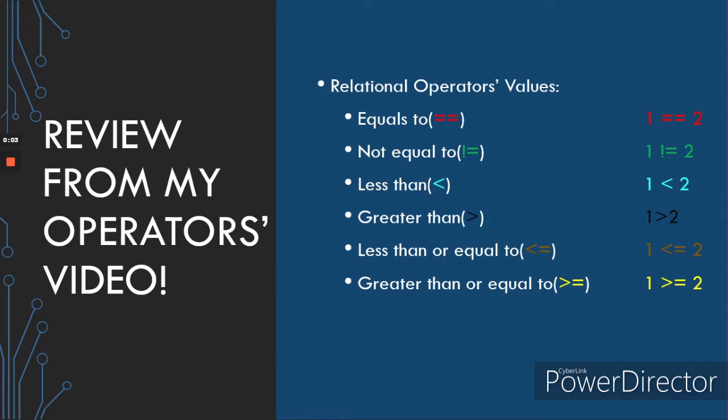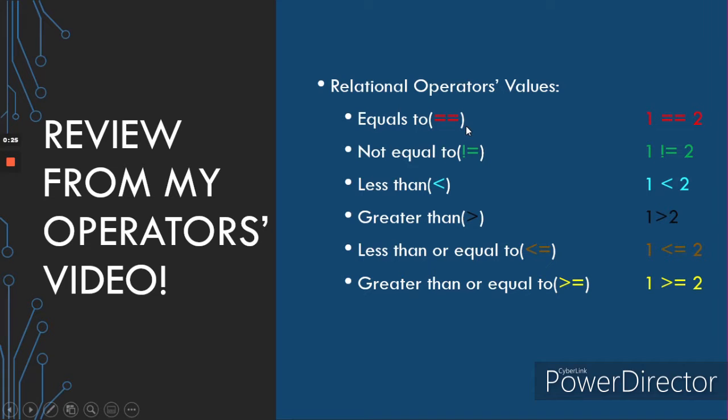There are a total of 7 relational operators. The first one is equals to, then not equal to, less than, greater than, less than or equal to, and lastly greater than or equal to. So you might have seen the last four in your math class, but the first two are only in programming. Now I will tell you the meaning of them.